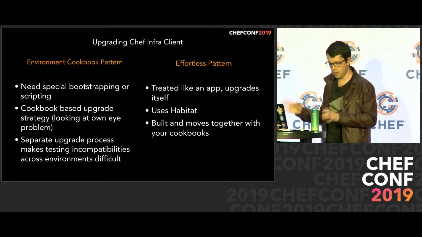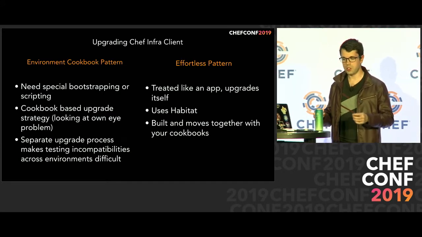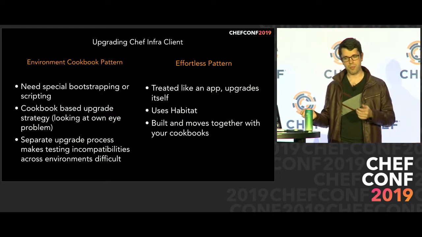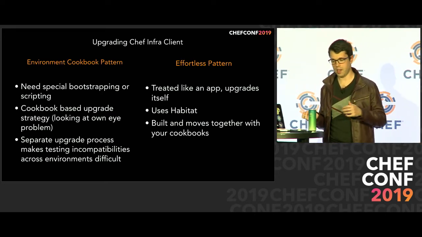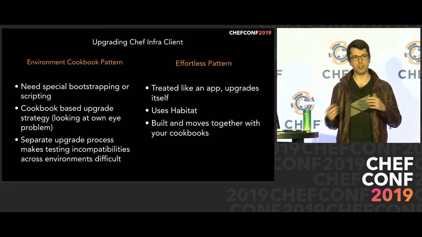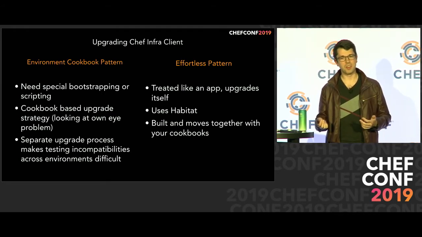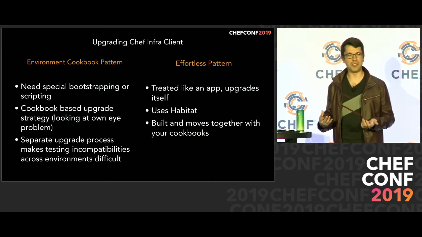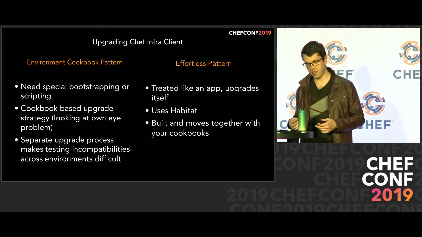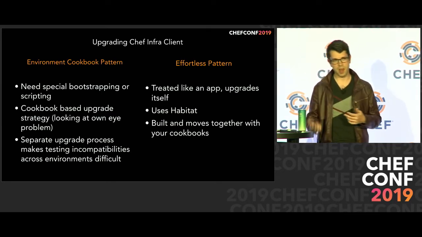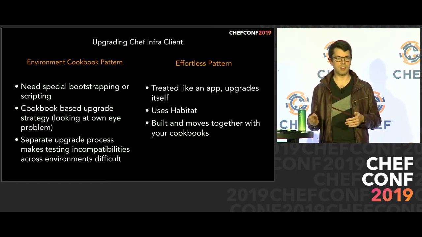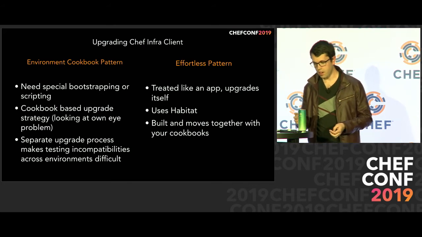So I think a lot of people use the Chef Cookbook, which allows you to upgrade Chef in place. But it comes with a lot of trade-offs. And I call this the looking at your own eye problem. So imagine you didn't have a mirror and you tried to look at your own eye. It's very difficult to do, right? So the strategies for upgrading it using that method are not perfect. They work most of the time, but sometimes there are scenarios that you get into where you can't do that.